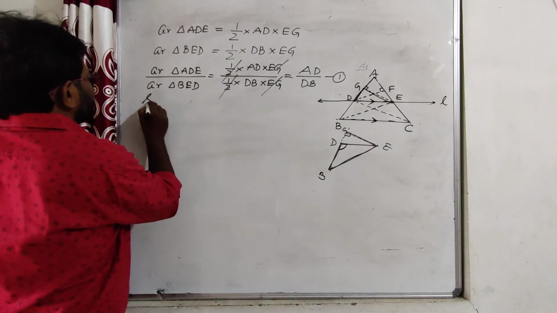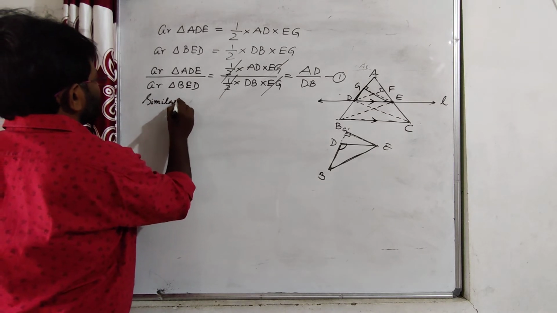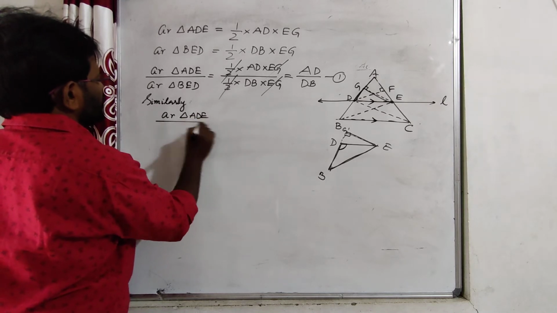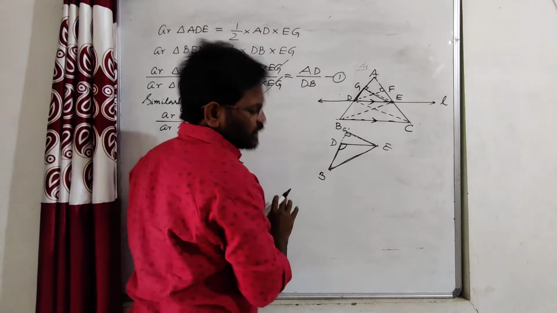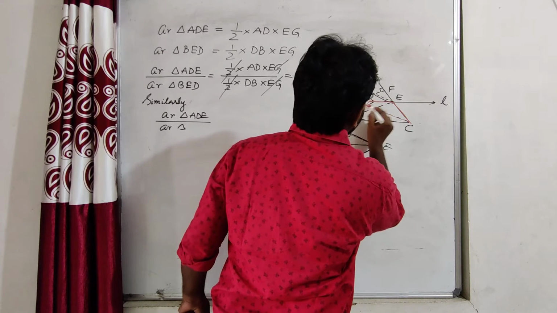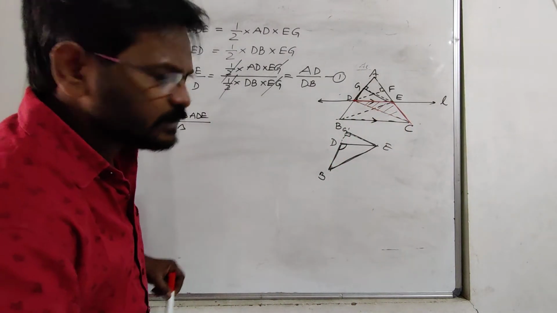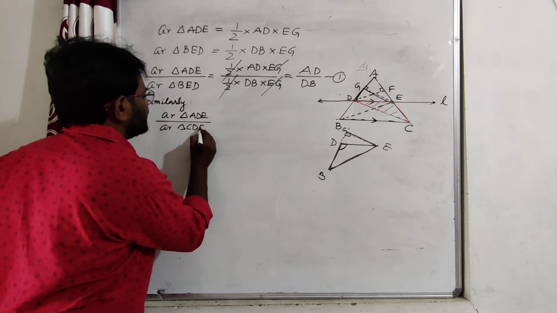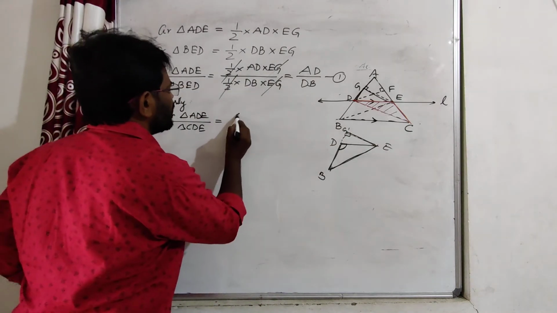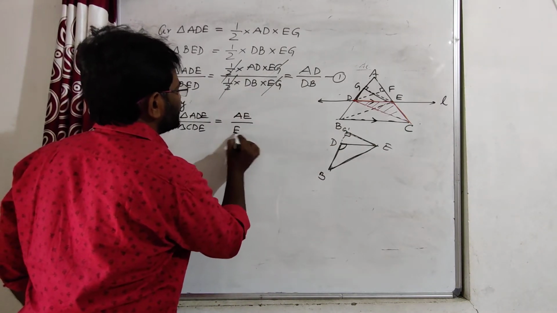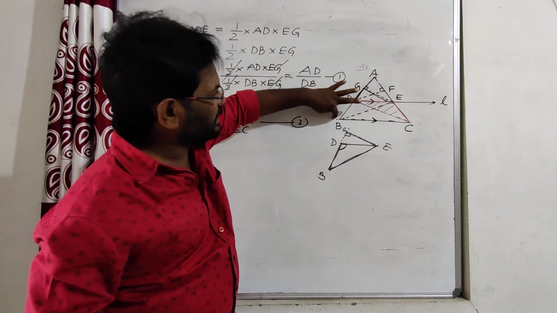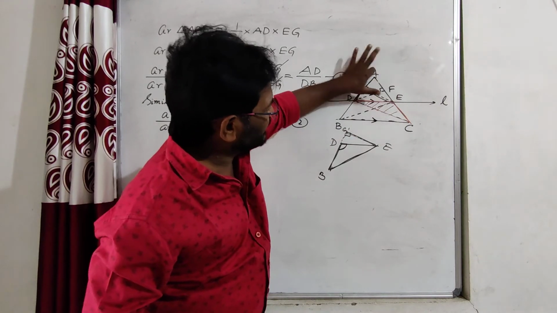In the same way, similarly, if you take area of triangle ADE, the upper triangle, by area of one more triangle, this triangle I am taking, the red color line, this one. Area of triangle CDE: what will happen? AE by EC. Agree? If area of ADE by BED is AD by DB, then area of ADE by CED is AE by EC.